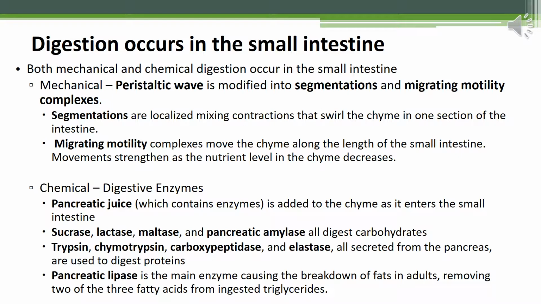Trypsin, chymotrypsin, carboxypeptidase and elastase are also all secreted from the pancreas, and these are used to digest proteins. The pancreas also secretes lipase, which breaks down lipids, and this is the main enzyme which causes the breakdown of fats in adults, and it works by removing 2 of the 3 fatty acids from ingested triglycerides.